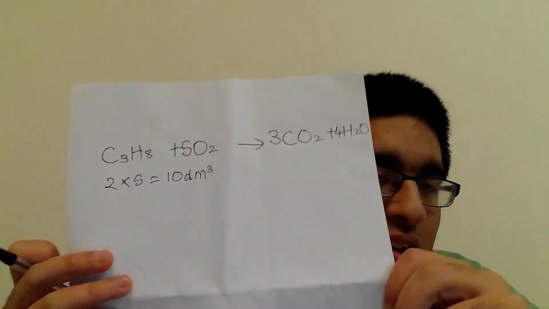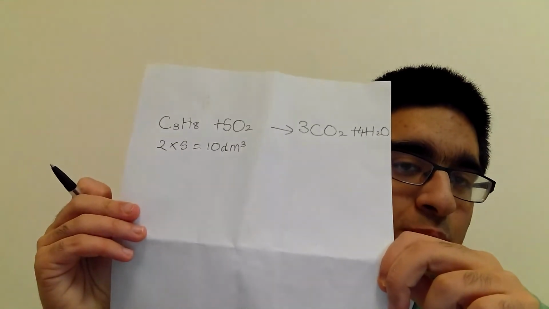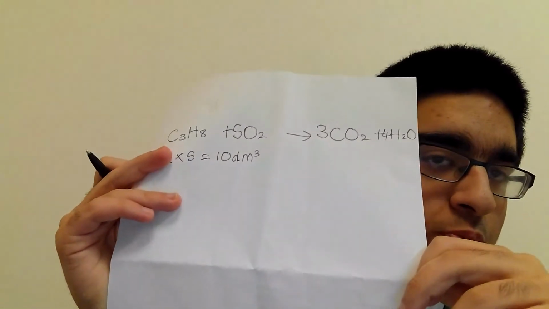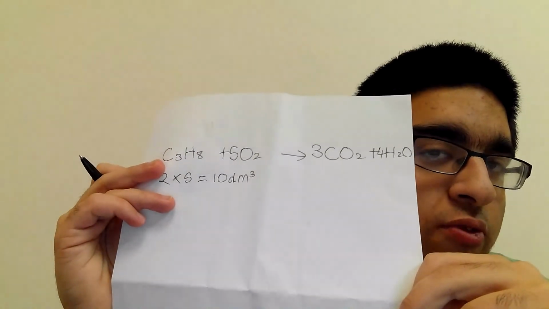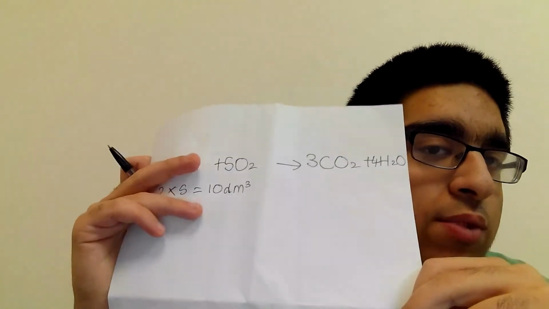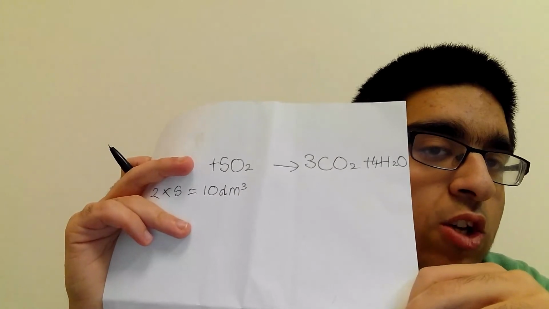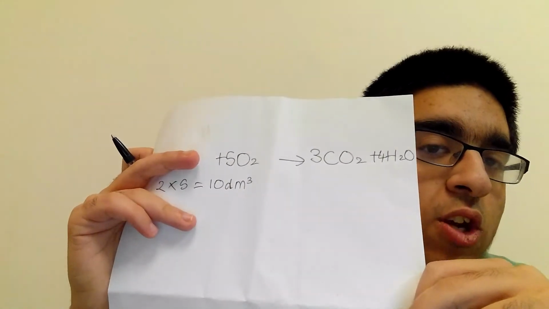But there you go. The reason is that you can see in the equation, if you have 1 mole of propane and then 5 O2s, if you have 2 decimeters cubed of propane, you're going to have 2 times 5 decimeters cubed of oxygen, which is 10 decimeters cubed of oxygen. I don't know why I took so much time working that out.